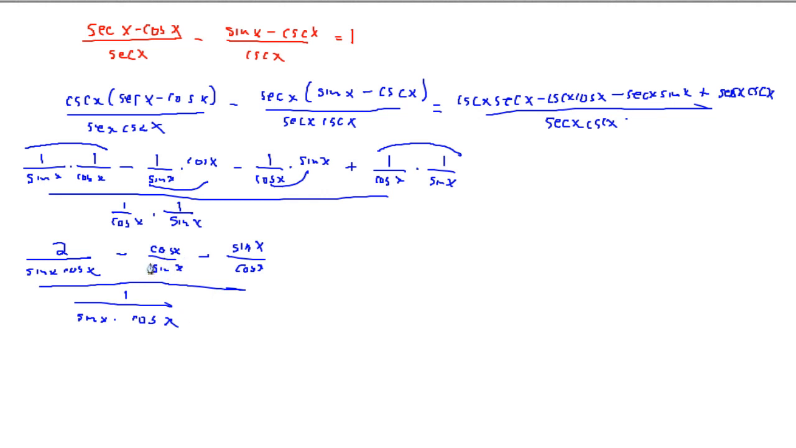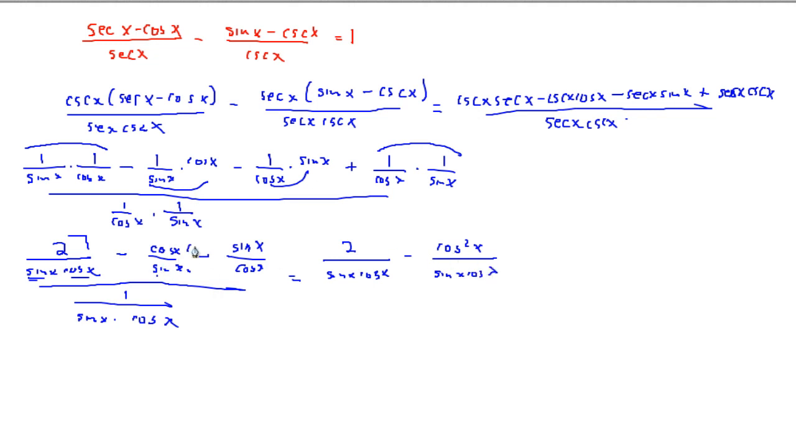And we can't really divide the numerator and denominator yet, because we have to determine the common denominator for the numerators. So the common denominator is going to be sine of x cos of x. This side we don't have to worry about, because it already has a common denominator, so that's going to be 2 over sine of x cos of x. And this one we're going to multiply the numerator and denominator by cos of x, which will give us cos squared of x over sine of x cos of x.